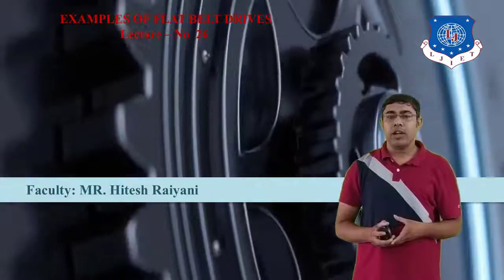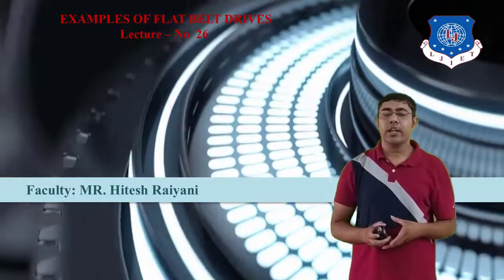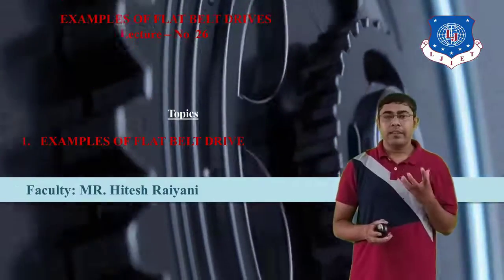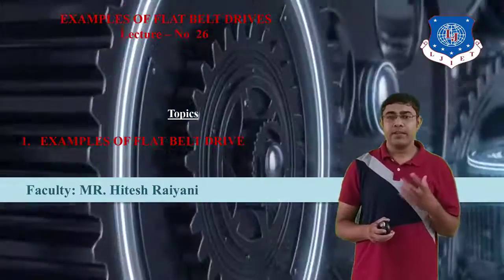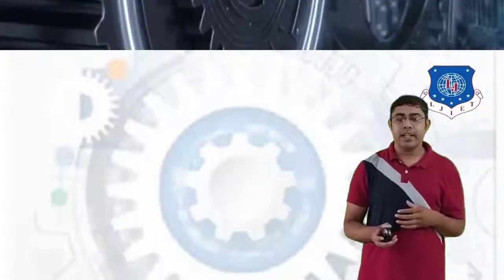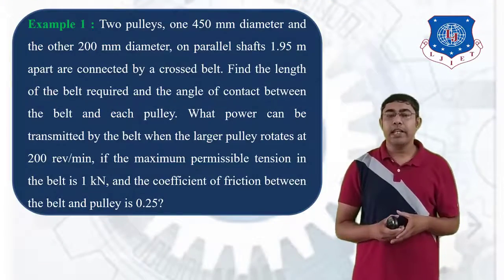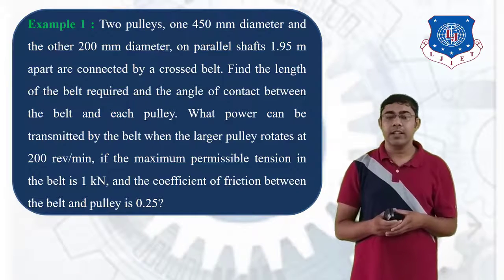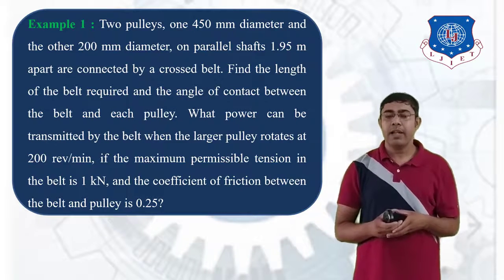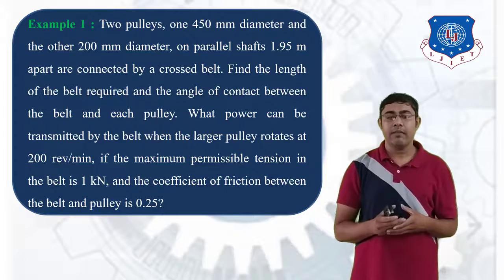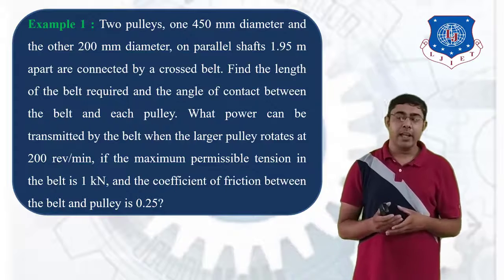The learning outcome of this lecture is to learn the design of flat belt drives, and for that we have to consider two problems in this lecture. Consider the first problem: two pulleys, one 450 mm in diameter and the other 200 mm in diameter, on parallel shafts 1.95 meters apart, are connected by a cross belt.